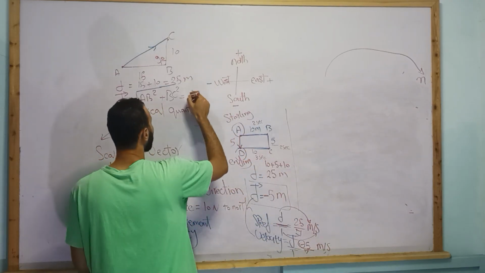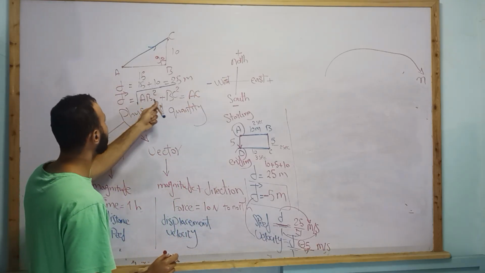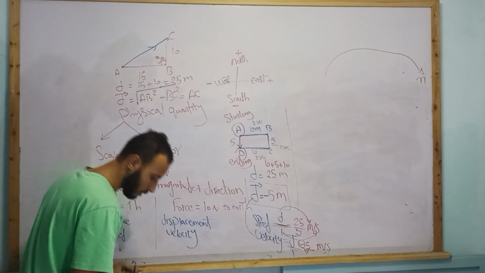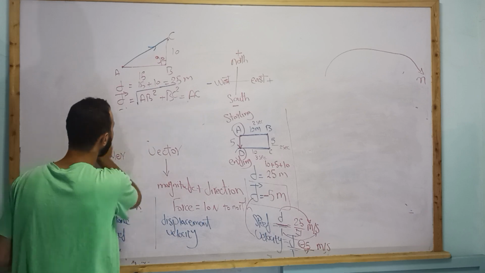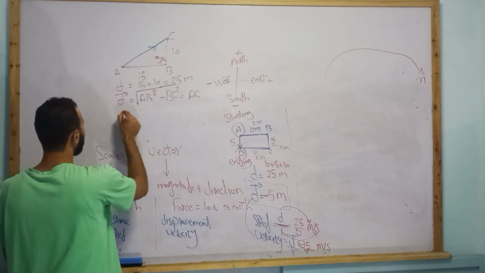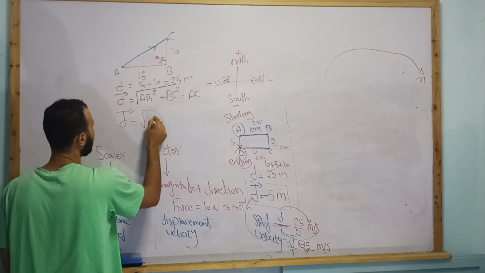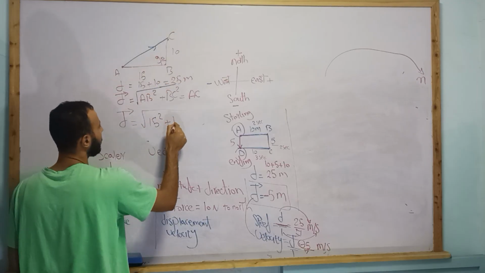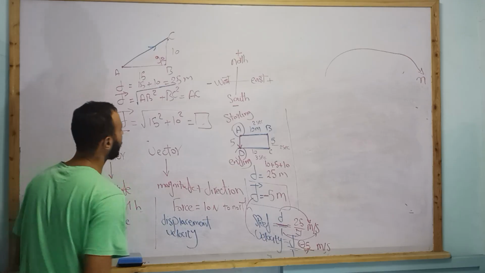AC, our displacement, is equal to the root of AB squared, which is this one, plus BC squared, okay? Let's get it. So to get the displacement, d equals the root of AB squared, 15 squared, plus BC squared, this part, 10 squared, equals the displacement. Okay?